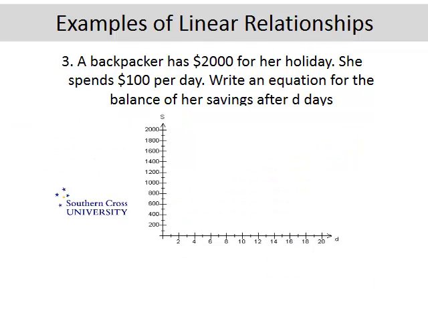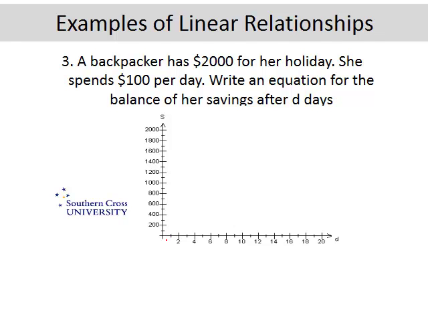And the third example is about a backpacker who has $2,000 for a holiday. She spends $100 a day. Write an equation for the balance of her savings after D days. So we might be better to look at the graph first of all here.